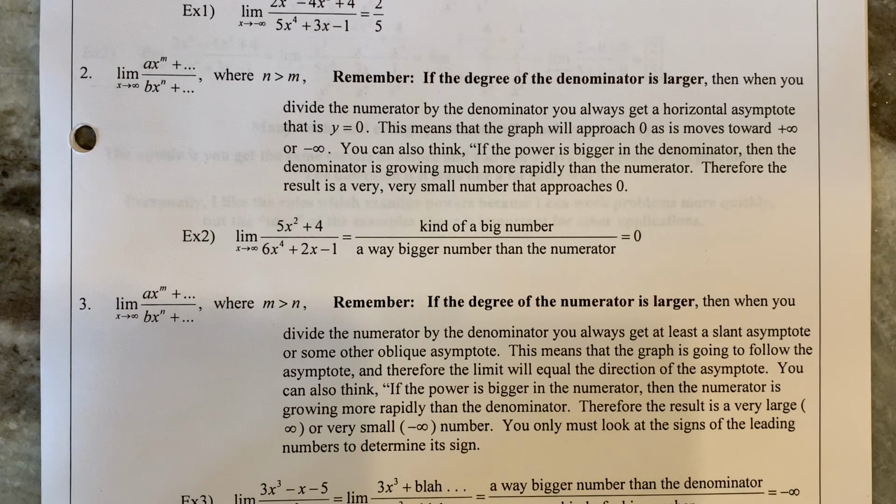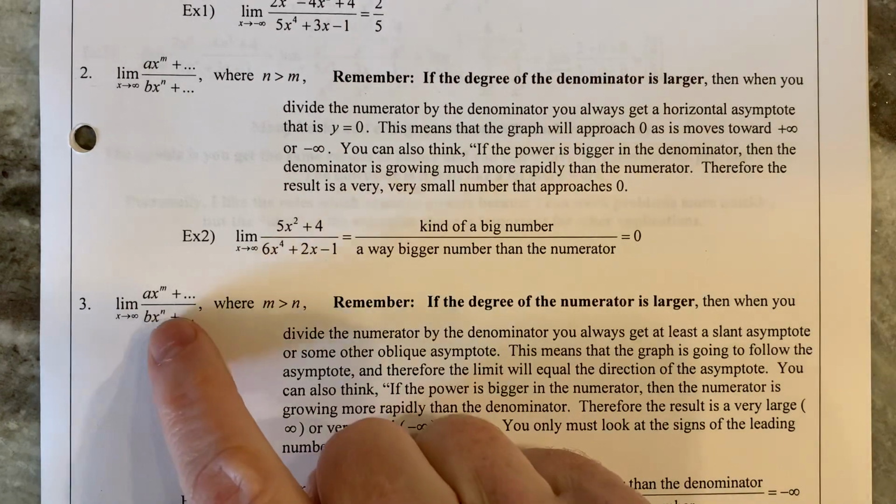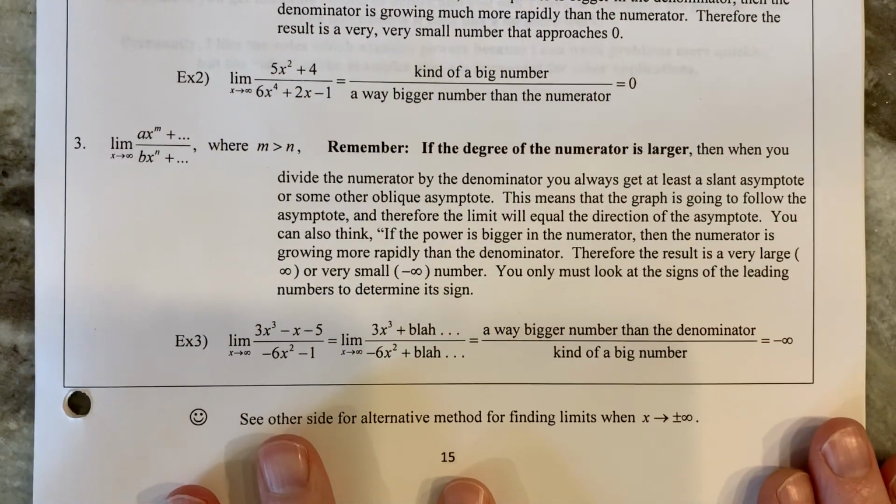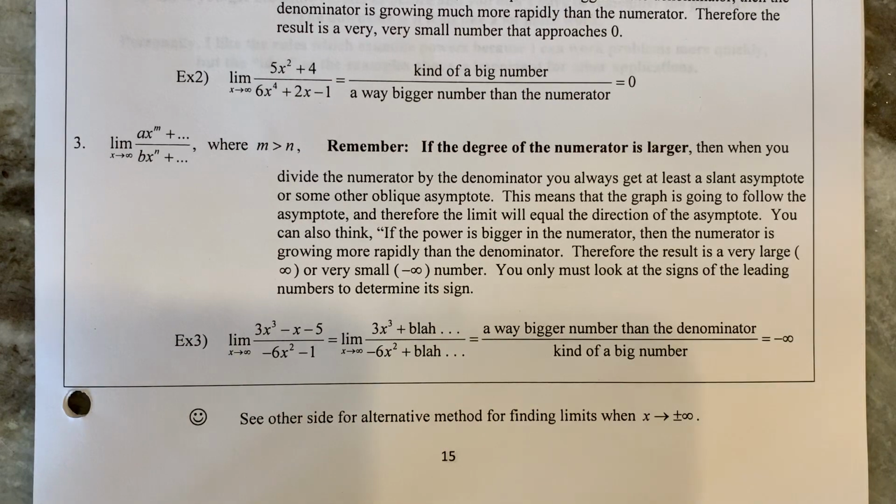Well, if the power is bigger on the top, remember, there's only 3 things the graph can do: flatten out, go up, or go down. And what we've just talked about in examples 1 and 2 are when it flattens out. Example 3 is growing faster on the top because it has a higher power. That means example 3 is going either in an upward direction, which means it's going towards infinity, or in a downward direction, which means it's going to negative infinity. We don't know yet, but we know it's one of those.